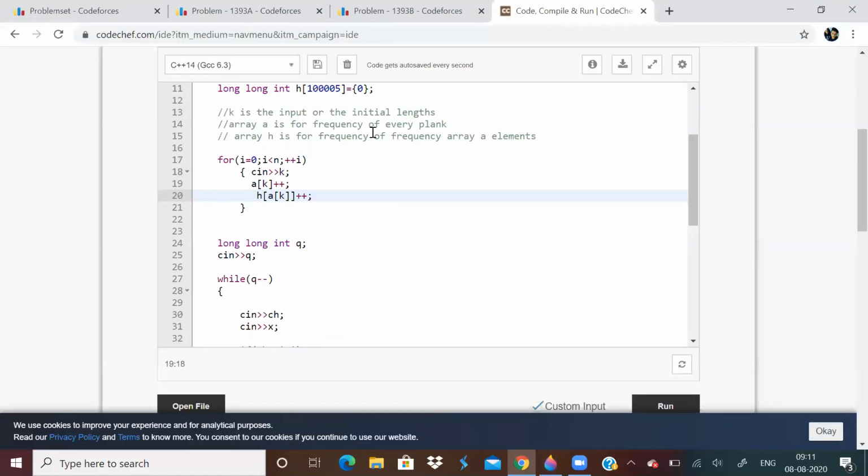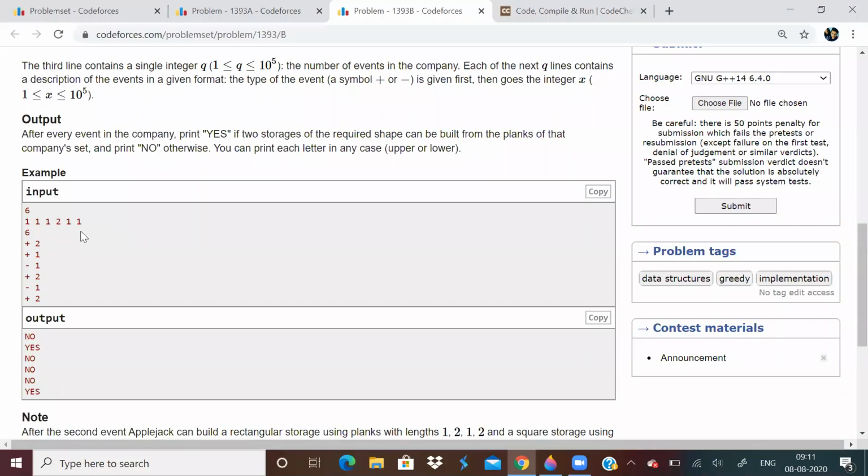Array H will find the frequency of the actual Planck lengths. It's a little complicated, but please try to understand. I do not know how else to explain it to you, but I hope you're able to understand. I explained with this example, right? If you didn't understand, you can rewind. You will get to know what I'm trying to say.